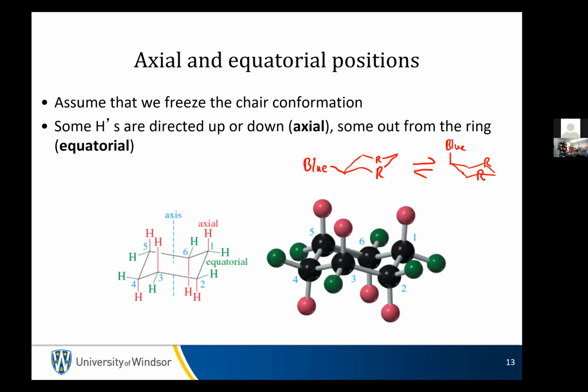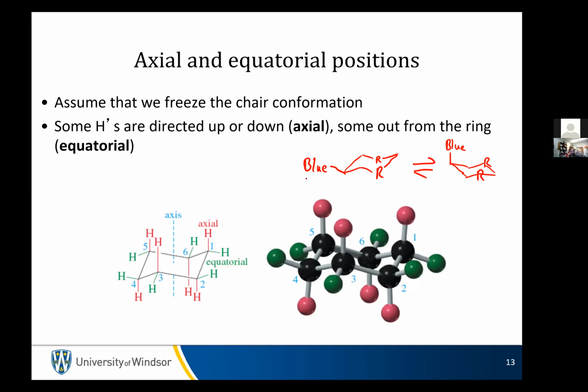I'm going to try and hold this thing up to the screen while I'm doing this. We've got the red, and then we have the blue that's up. Those are different because the blue is in a different place. In one of them, we call this equatorial. This is the original chair. And you can see why it's called equatorial when you think about the chair, because it's on the equator. It's in the plane of the chair.